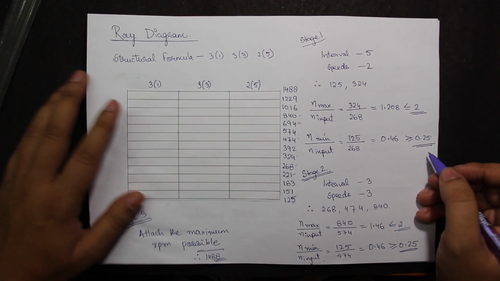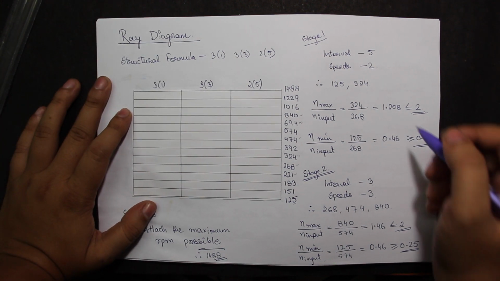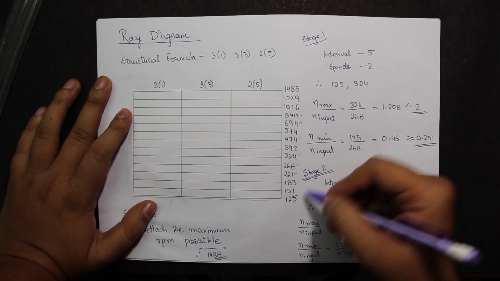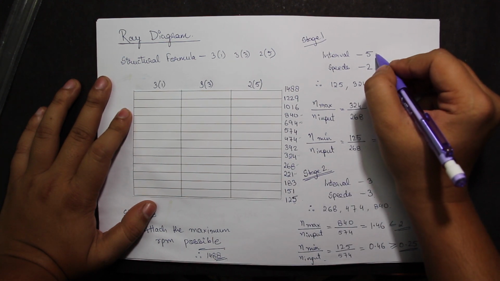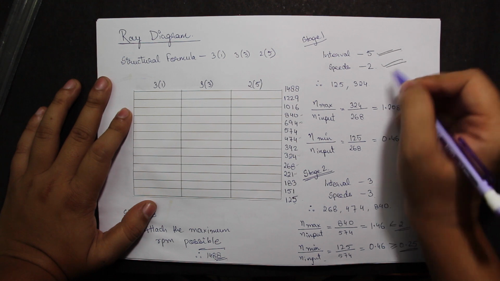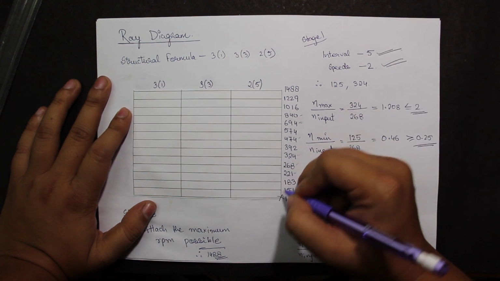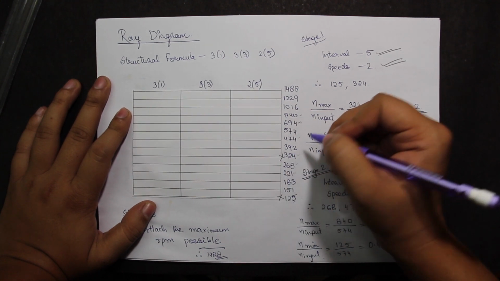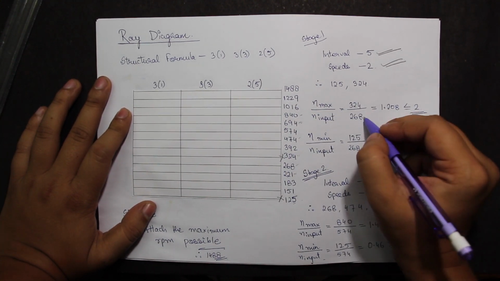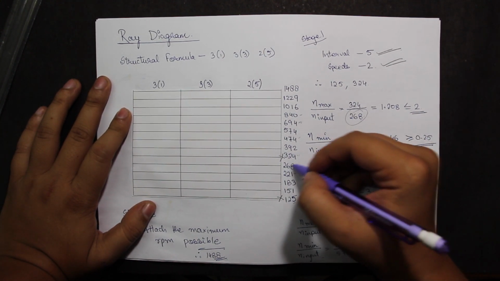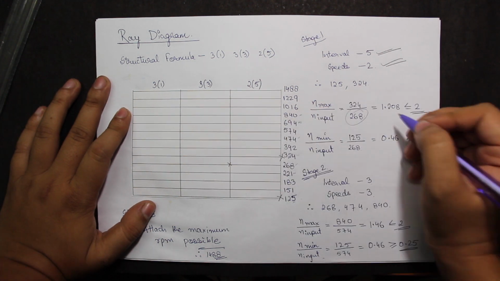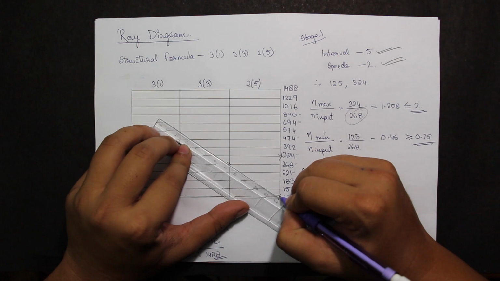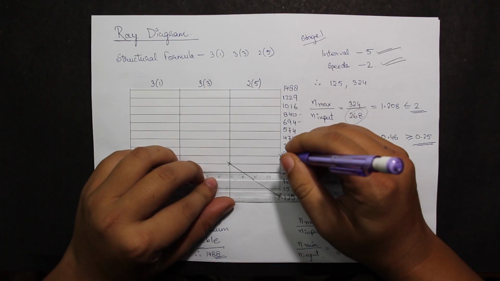Starting with the structural formula, the process remains the same. First, I'll look at the structural formula, and on the first stage I have 2 5, or interval 5 and speeds 2. That is, my first speed would be 125 and the second speed would be 324. Taking input that is greater than half of these speeds as 268, both my conditions are getting satisfied. So I'll be joining 268 to 125 and 268 to 324.